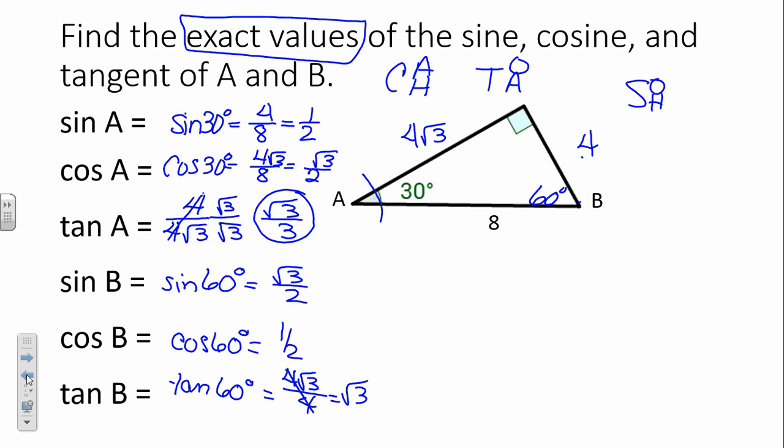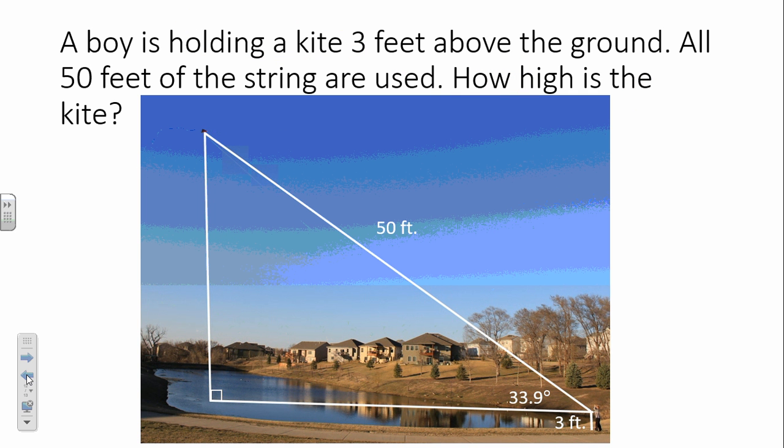All right, last problem. Back to our kite problem. So we have my son here flying his kite. He's holding the kite string 3 feet off the ground. All the kite string is out, all 50 feet, and we want to find the height of the kite. You want to call it H or X, or what would you like to use? X? All right, X is the height of the kite. Okay?